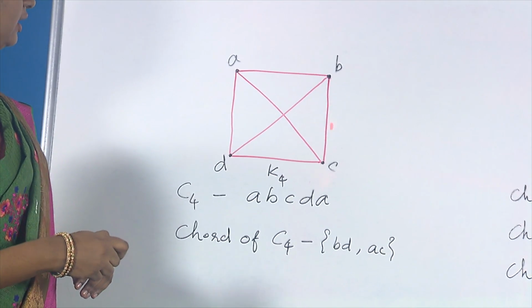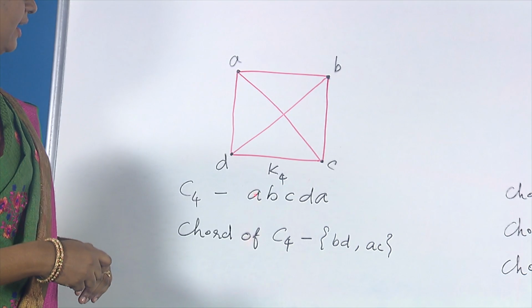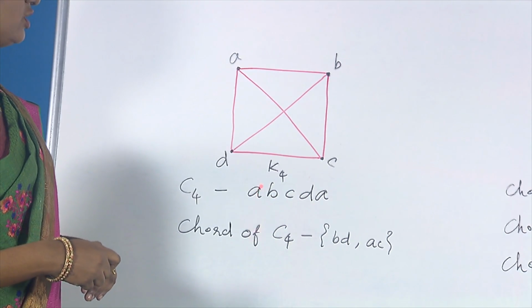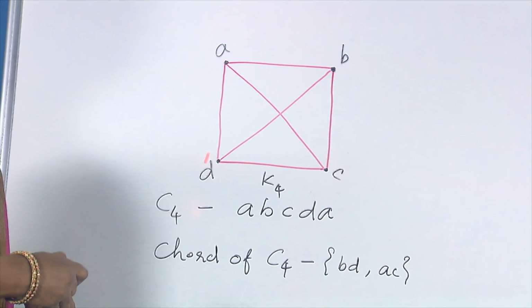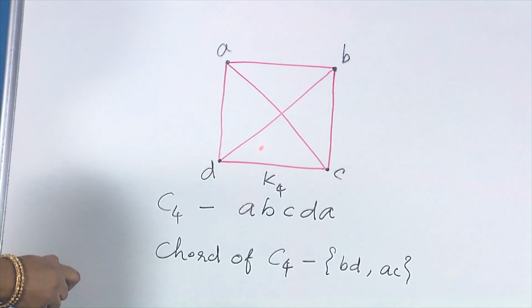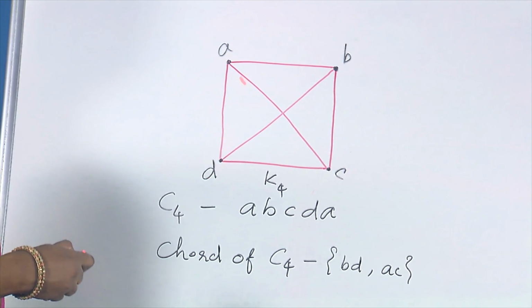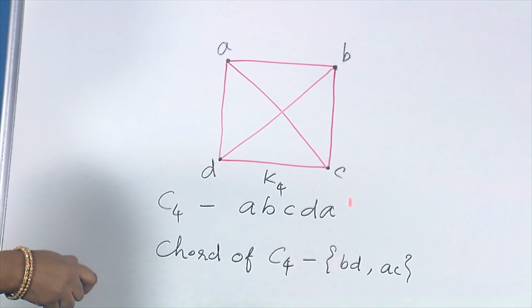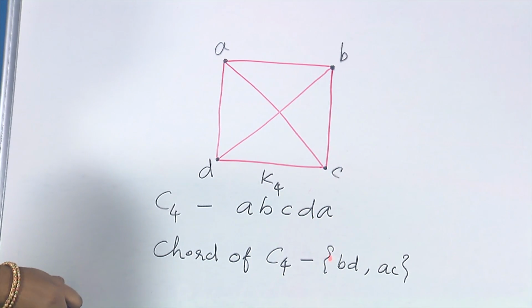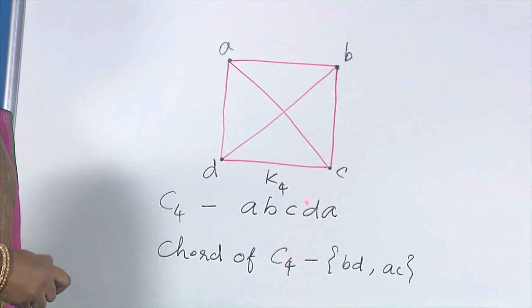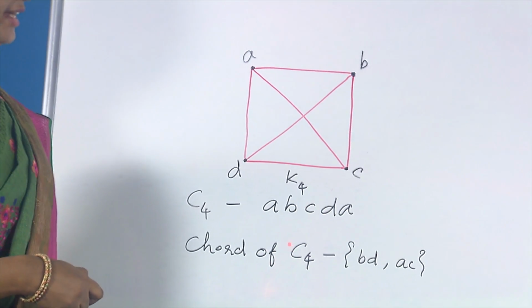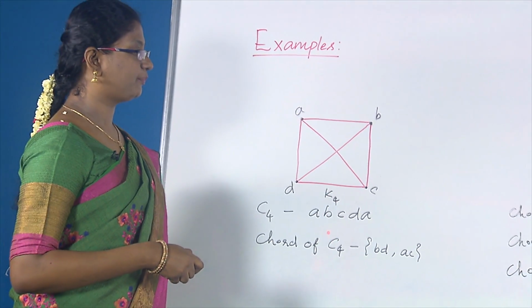So here I am going to consider the cycle A, B, C, D, A, which is of length 4. This is a cycle of length 4, and here we are having two chords, namely B, D and A, C. So the chords of this cycle A, B, C, D, A are B, D and A, C. So the cycle of length at least 4 has two chords here, which means that K4 is a chordal graph. Perhaps every complete graph is a chordal graph. This is one such example for that.